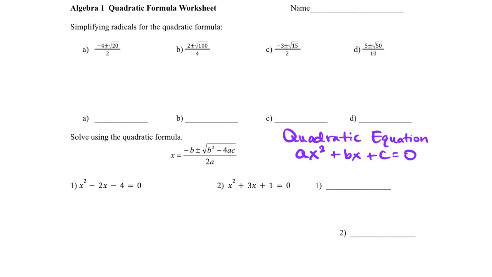In this video, I'm going to do a couple of quadratic formula examples using the quadratic formula, which is x equals the opposite of b plus or minus the square root of b squared minus 4ac, all divided by 2a. Remember, we have to have a quadratic equation that's in standard form, ax squared plus bx plus c equals 0.